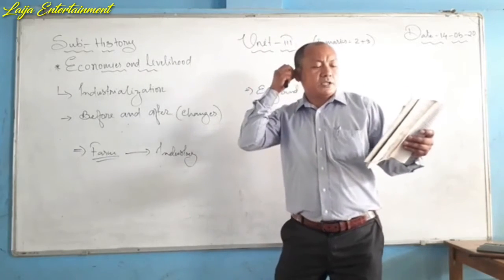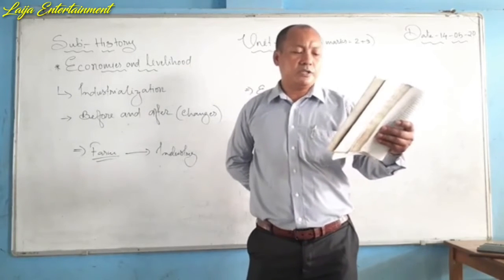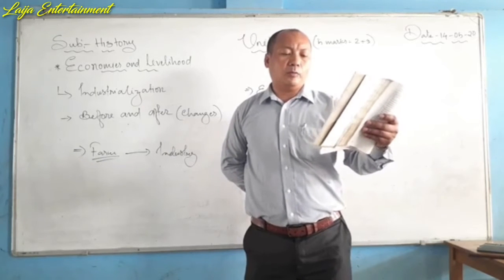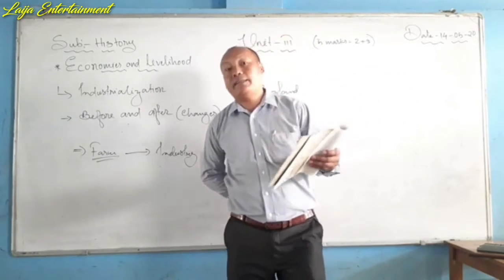So, in this section, we will look at different forms of industrialization, the relationship between handicrafts and industrial production, formal and informal sectors, and the livelihood of workers in Britain and India.